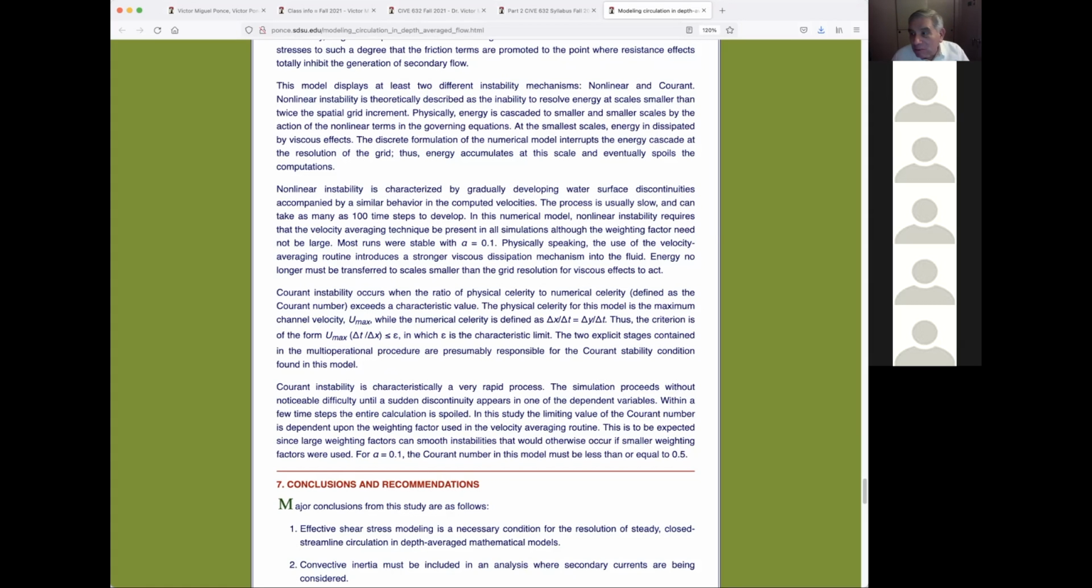You know, instability could be fast or it could be slow. The fast instability is related to Courant. The slow instability is related to the nonlinearities, which are always there.